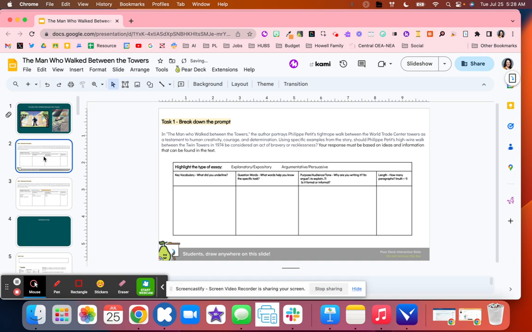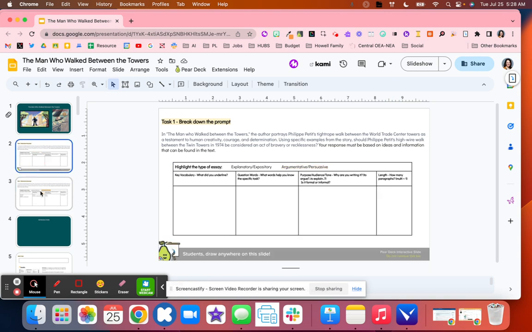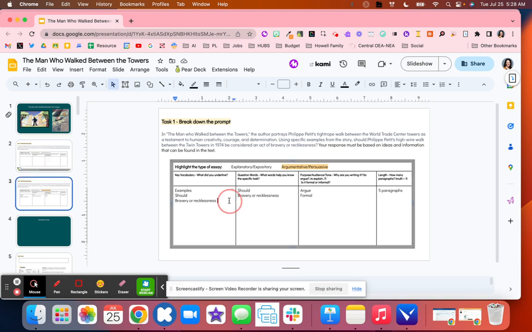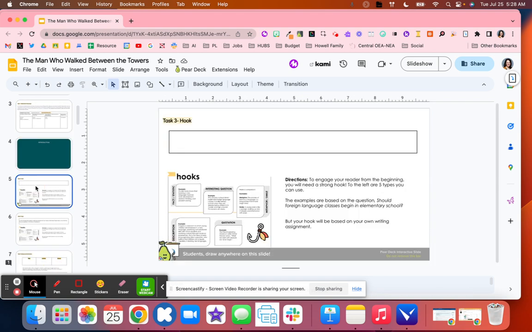So you can either use this on paper or you could do it digitally. I have added Pear Deck in here, but I did it on paper when I did it with students. The first thing is there's this task, and students had to take the prompt and break it down into mini bite-sized pieces and determine which type of essay it was, the vocabulary, question words, the purpose, and then how long this response should be. I provided my example and my answers, so students would know the expectation.